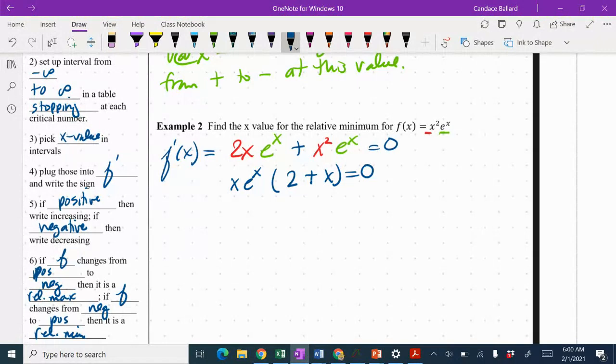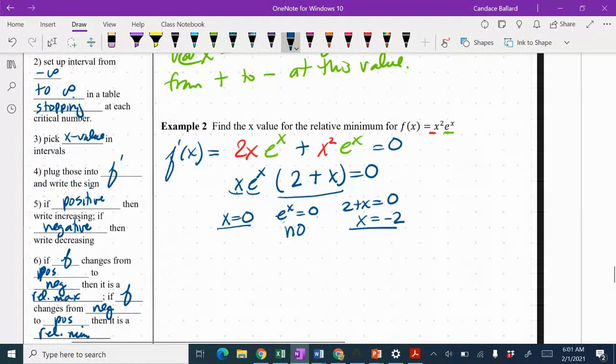I'm going to use the zero product property. Each one of these terms, there are 3 factors this time, I'm going to set equal to 0. So x equals 0, e to the x equals 0, and 2 plus x equals 0. So x equals 0 is actually one of our critical numbers. You're not going to get anything off of e to the x equals 0, right? If I took the natural log of both sides, it doesn't make sense. So that one just doesn't get us a critical number. And then this is going to get us x equals -2.